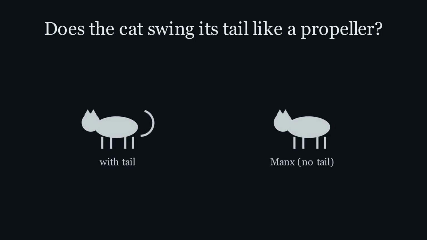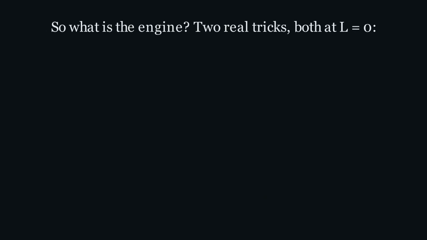A tempting guess is that the cat swings its tail one way to spin its body the other. It is a real effect, but a tiny one. Cats born without tails, like the Manx, right themselves just as well. The tail is a trim tab, not the engine. So what is the engine?